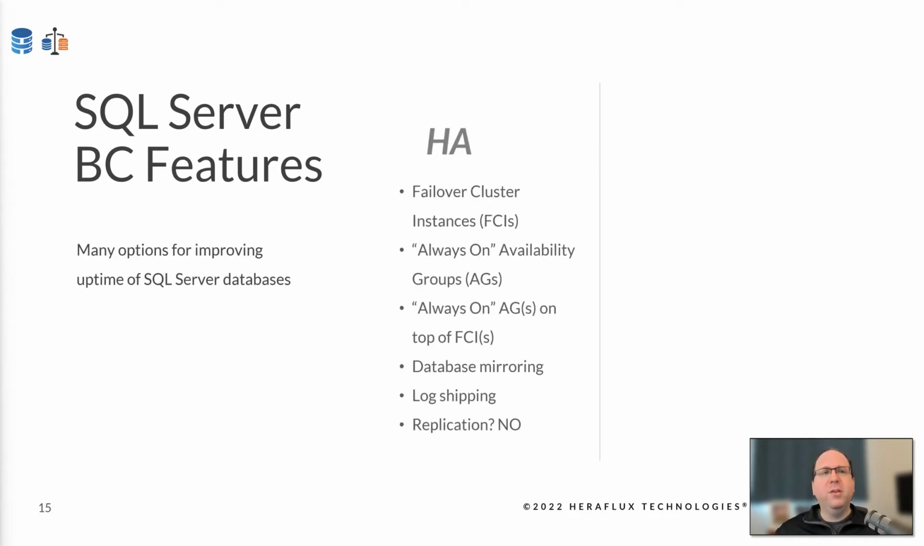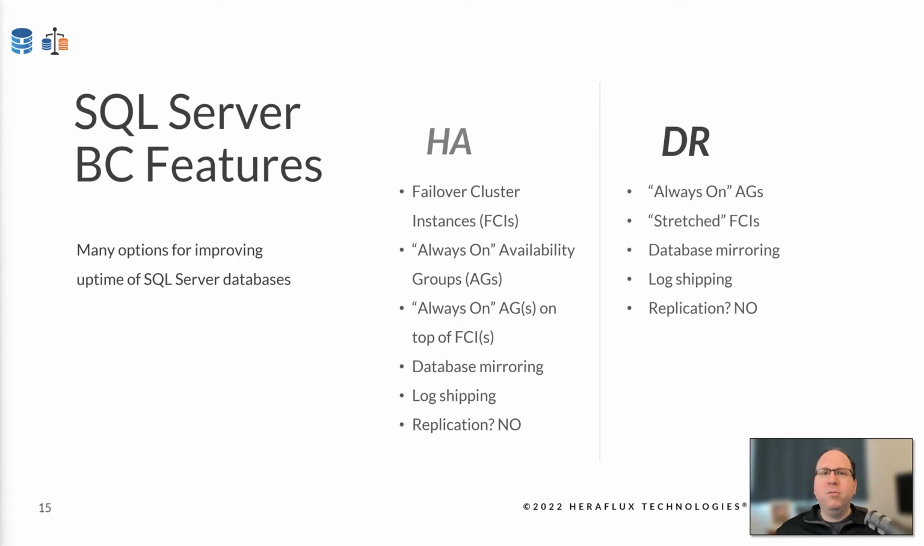The database engine gives us some pretty darn good features. So from a high availability standpoint, we've got failover cluster instances, or FCIs, and I'll talk more about what these actually are shortly. We've got Always On availability groups. Now, please don't call them AAGs or AOAGs. They're just AGs. There's Always On, which is a marketing term, availability groups on top of FCIs. There's database mirroring. And some people treat log shipping as HA. I generally don't. And then some people treat transactional replication as HA, which I definitely don't do.